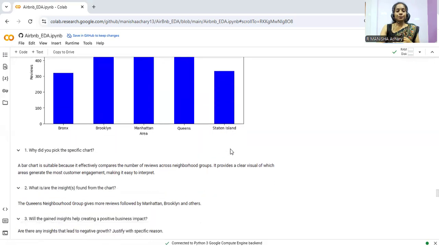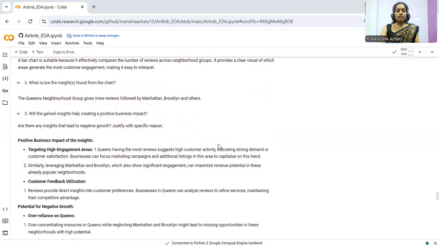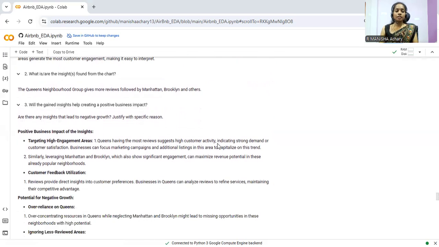So let's discuss it properly. The Queens neighborhood group gives more reviews, followed by Manhattan, Brooklyn, and others. What are the insights? The positive business impact is targeting highly engaged areas.